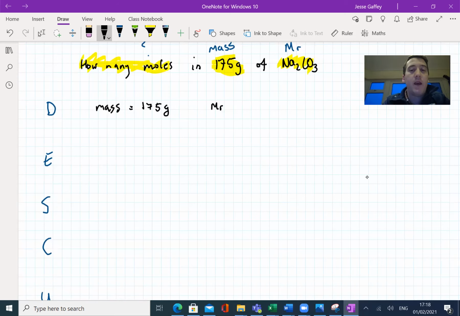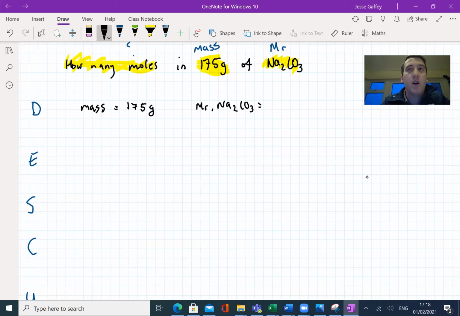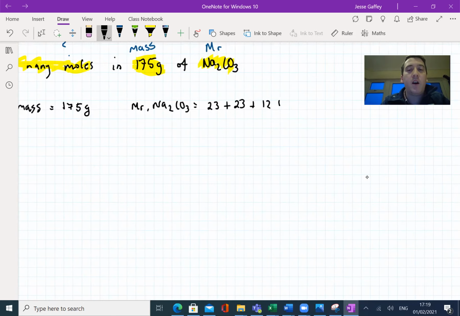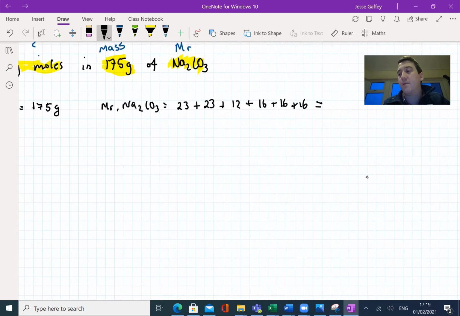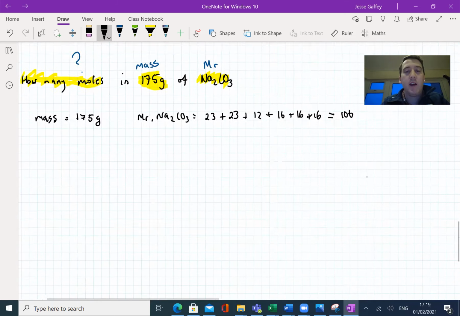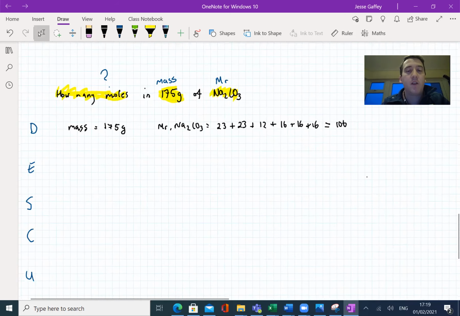So the mass is 175 grams. I also can work out my MR, my formula mass. The substance is Na2CO3. So we learned how to do this in the first video. We've got 23 plus 23, that's the 2 sodiums, plus 12 for the carbon, and then I've got 3 oxygen, so plus 16, plus 16, plus 16. And that gives me a total, add them up on my calculator, 106. Now, if you have no idea what I'm doing with the MRs there, then that means you need to go back and watch the first video on MRs.